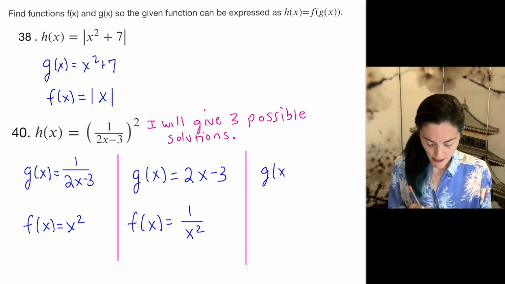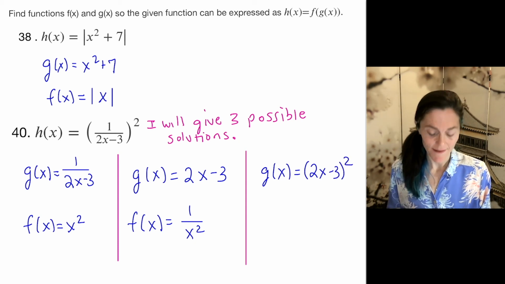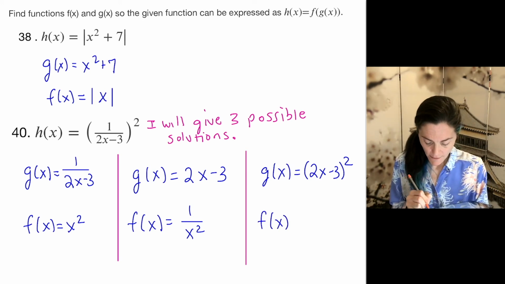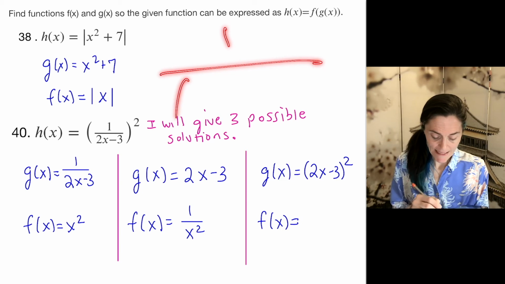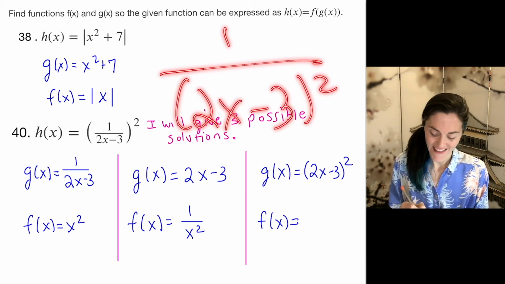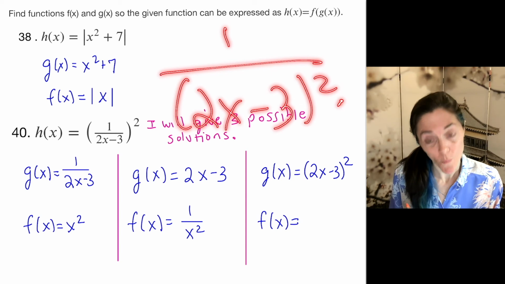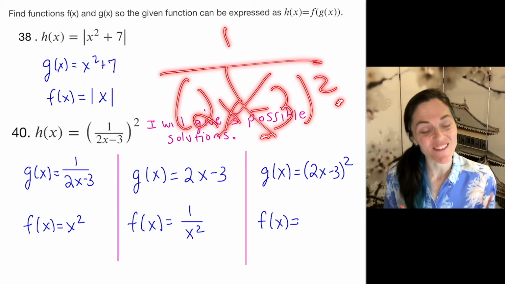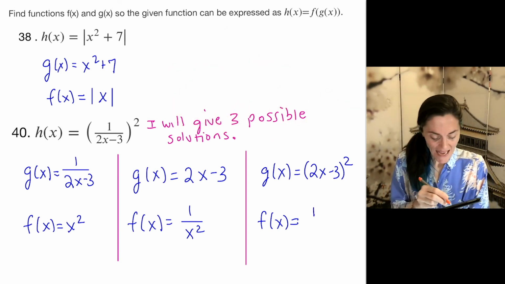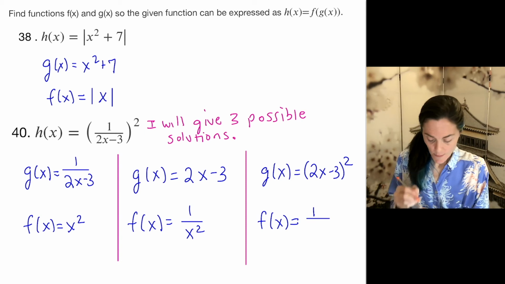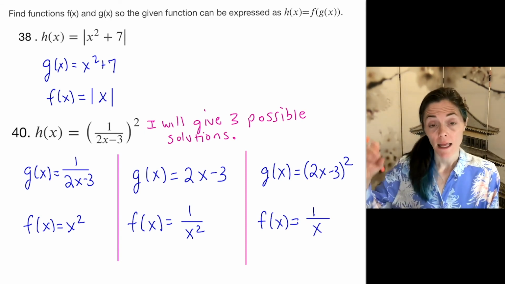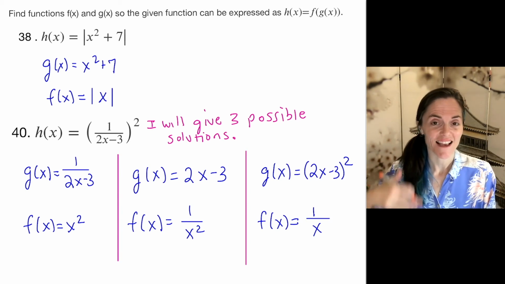Let's take g of x to be 2x minus 3 squared. When I do this, well, if I replace, remember my h of x is this. Now replace 2x minus 3 squared with x. Like that. You see f of x is 1 over x. So I like this example in particular because it helps us realize that there's not just one answer when we look for an inside and an outside function.